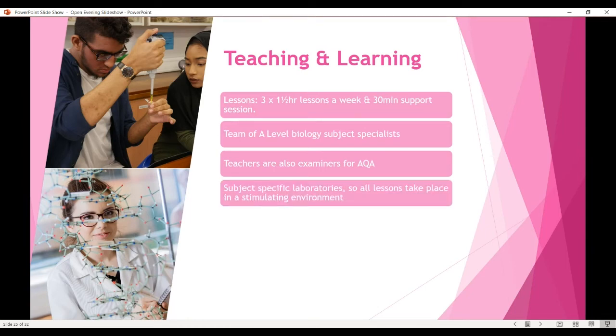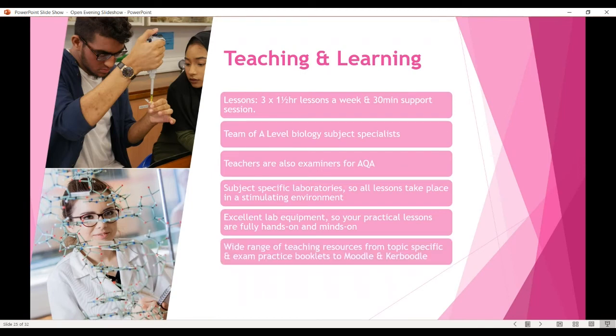You'll be taught in specific science laboratories, so all the lessons take place in a laboratory. We have plenty of lab equipment, so you'll get plenty of hands-on practical experience when you're at the college. We use a wide range of teaching resources, from textbooks through to online resources, and you'll have access to those resources.